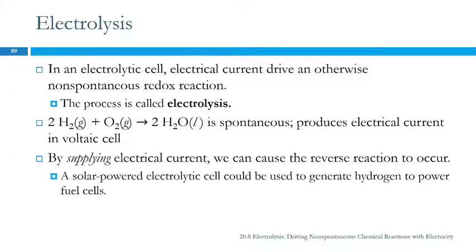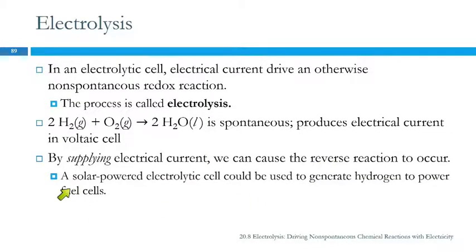Electrolysis. So electrolysis is when we use electrical current to drive a reaction that would not be spontaneous. So we can make a non-spontaneous reaction happen. So the reaction between hydrogen gas and oxygen gas to create water is spontaneous, and so that can be used to produce electrical current. But by supplying electrical current, we can cause the reverse reaction to occur.